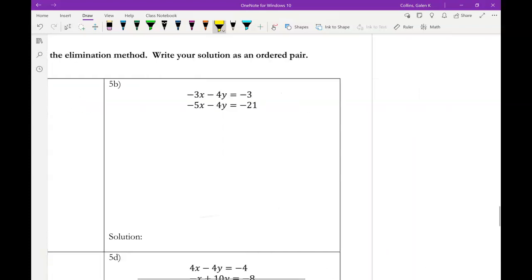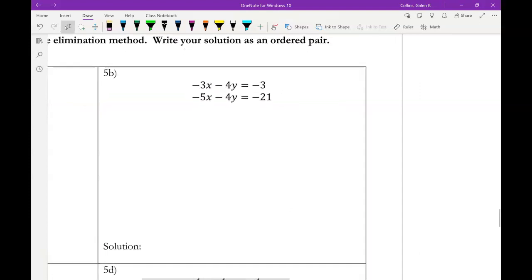Let's look at 5b though. In 5b, my x coefficients don't match and they're not opposites, right? I have a -3 and a -5. And my y coefficients are exactly the same. So they're not opposites, they're exactly the same. We could either think of this as subtraction and proceed, or we could choose one equation, multiply everything by -1, and combine with addition. It's your choice. Same thing either way. I'm going to choose the latter method. So I'm going to multiply this entire equation on the bottom by -1.